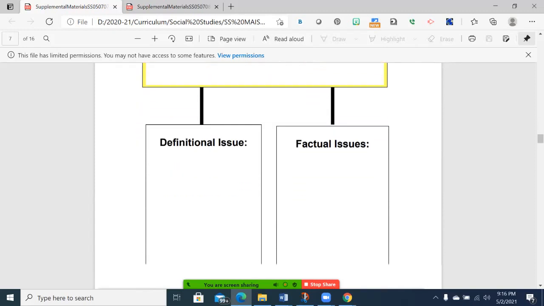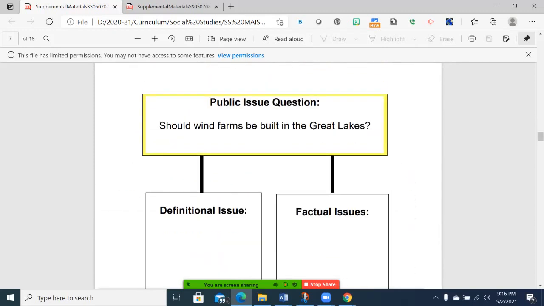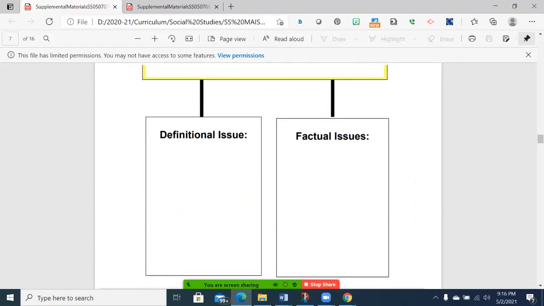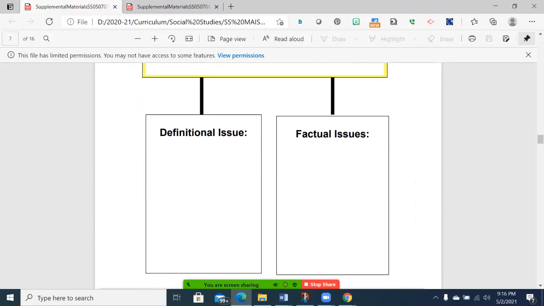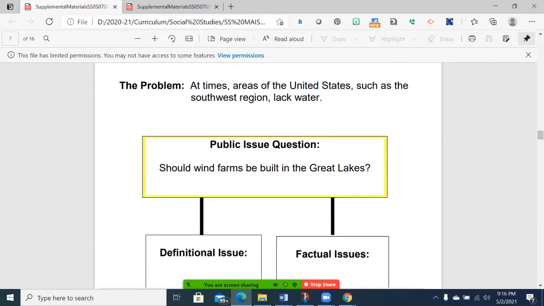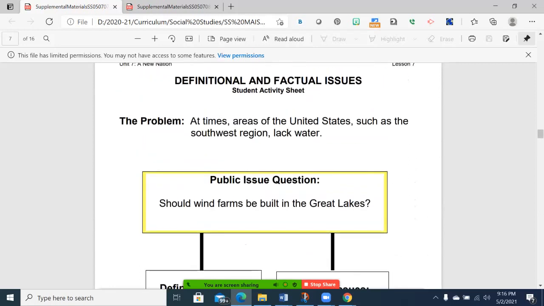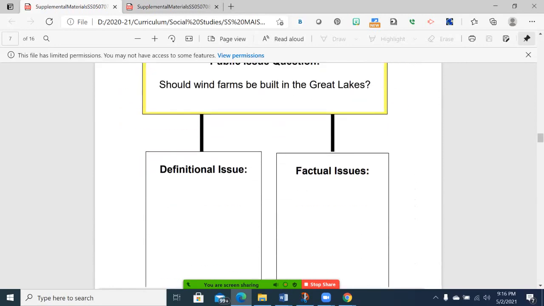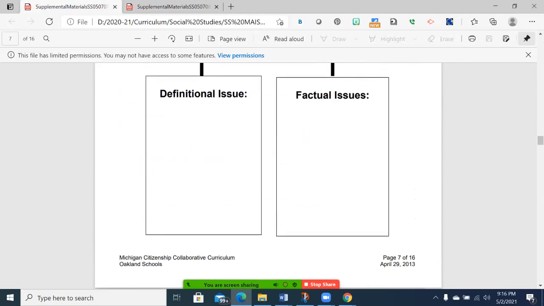Should wind farms be built on the Great Lakes? So this is the one we're going to look at here. And you're going to fill this out kind of as we go. What's the definition of should wind farms be built on the Great Lakes? Is there an area here where a word needs to be described? And the factual issues, what fact is going to be in question? You are welcome to use a Google search, and you can pause the video to do that. And just make sure you return by unpausing your video.